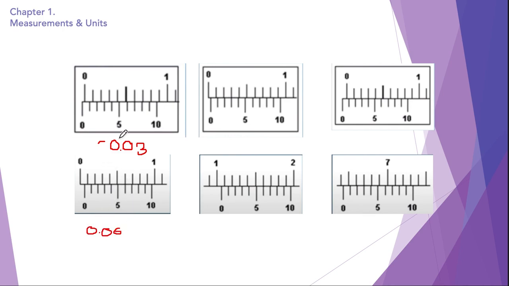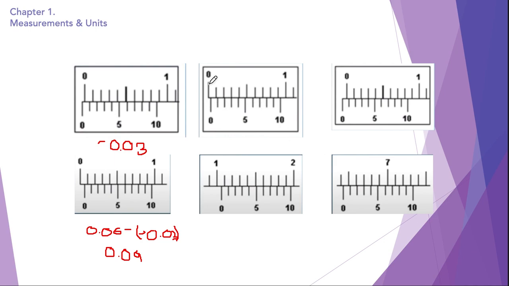And now we're going to minus this zero error from this reading. And because minus minus is plus, the answer is going to be bigger than the initial reading. And so the correct reading of this Vernier calipers is 0.09. So this is the correct reading of this Vernier calipers.